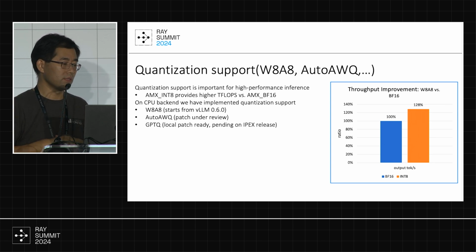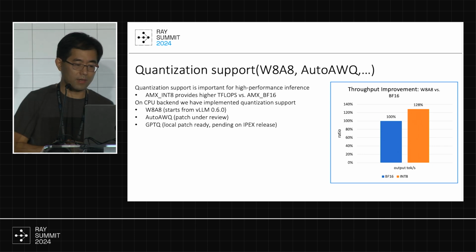Robert mentioned many quantization algorithms yesterday. Some of them are already supported on the CPU side as well, and this is one of the features we plan to do in Q4 this year. The current status is W8A8, which is already working. I'll talk about those numbers in a minute. Then AutoAWQ has a PR under review, and AutoGPTQ is also almost ready.